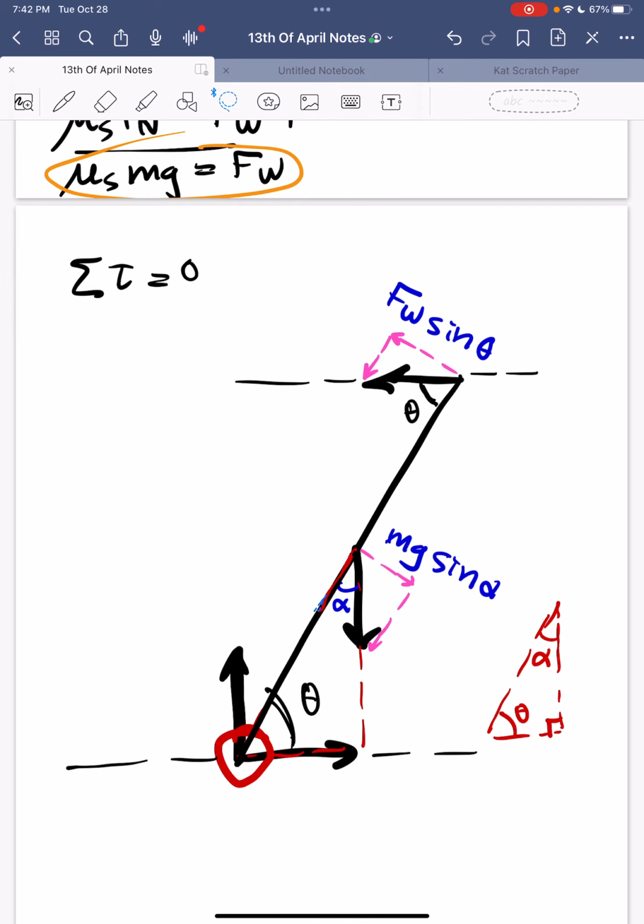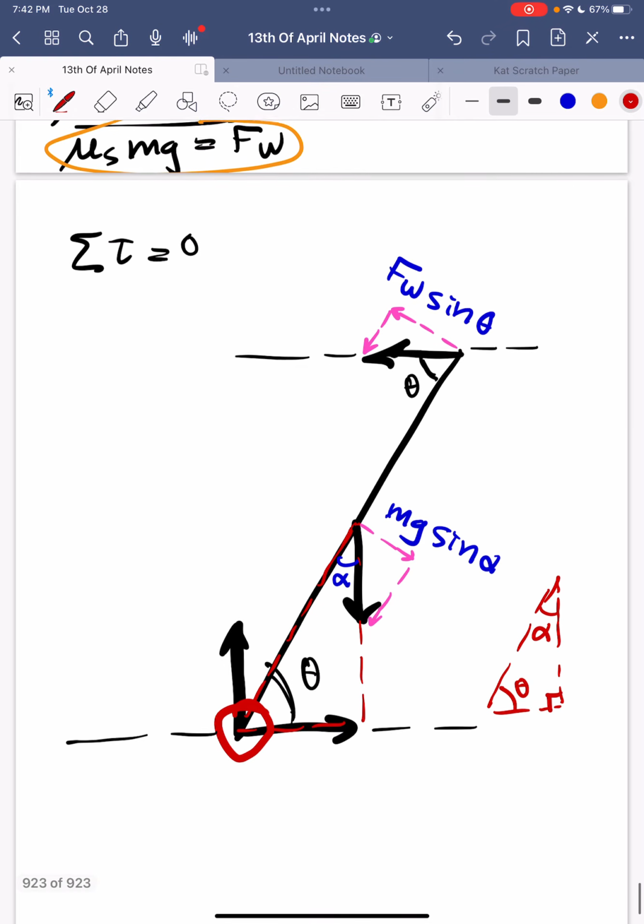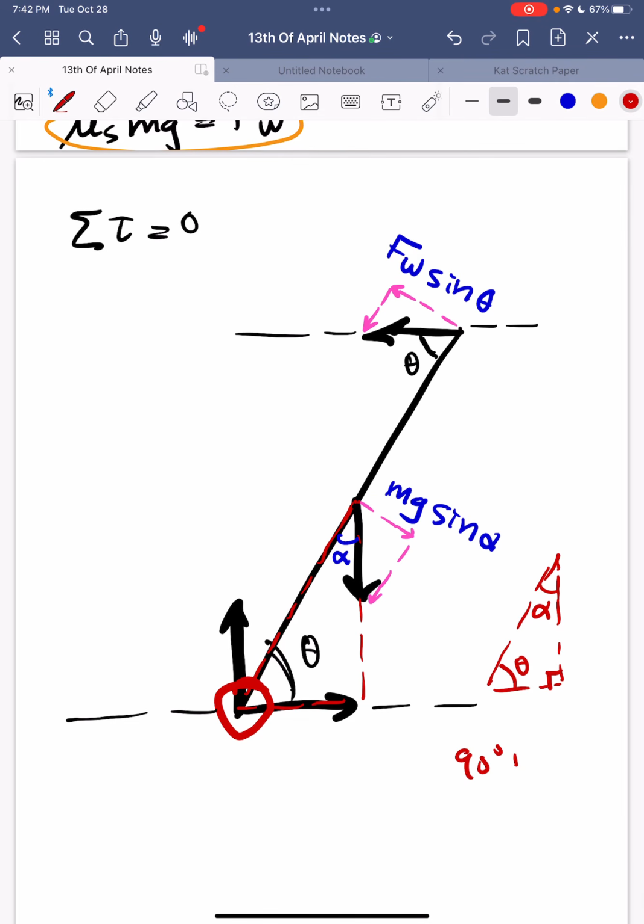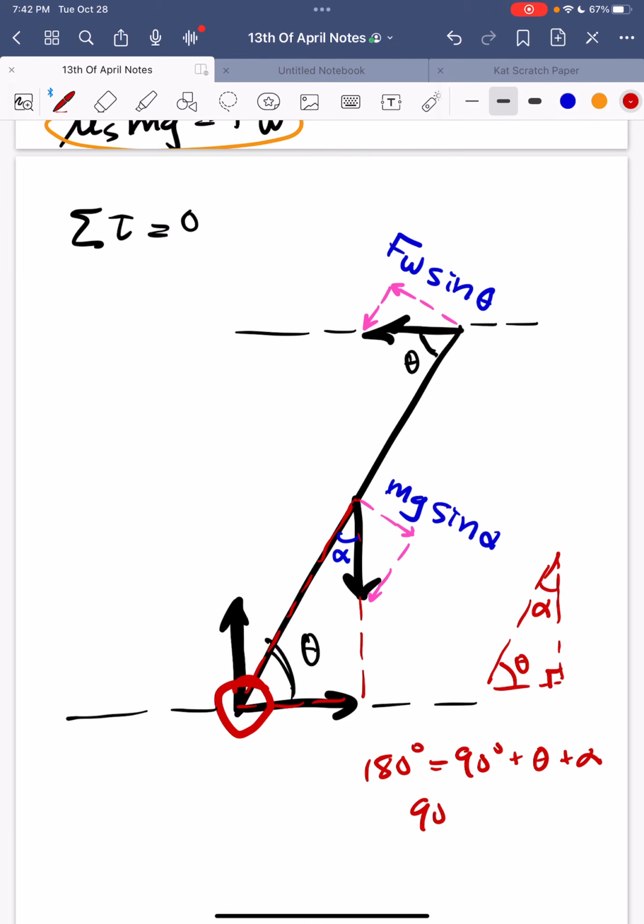Okay? What I know about this triangle is that 90 degrees plus theta plus alpha should all equal 180, because the sum of the angles in a triangle is 180. So if I subtract 90 from each side, I get 90 degrees equals theta plus alpha. I get alpha equals 90 degrees minus theta. So that's what alpha is. So I can now go in and write my torque equation.